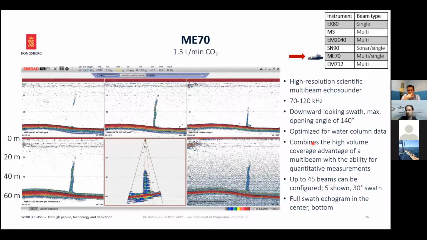The ME70, as mentioned before, is a powerful device that combines the coverage advantage of a multibeam with the ability for quantitative measurements. You can configure up to 45 beams, and in this case, only 5 beams were shown. Here in the center, they were all put together to form this acoustic image of the beam, which is not different from the other ones we have seen, but just to give you an impression of how measurements of this device look.